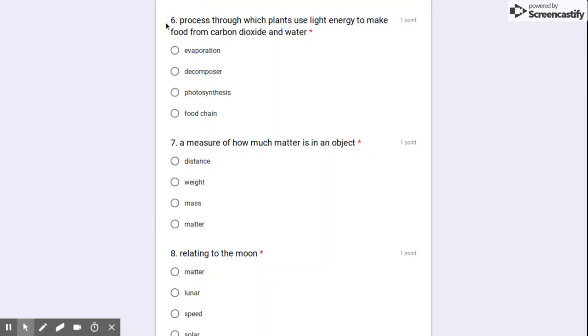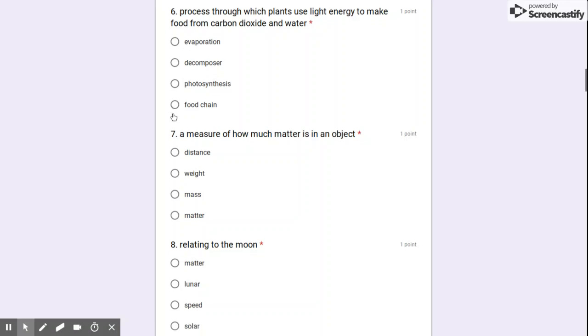Number 6. Process through which plants use light energy to make food from carbon dioxide and water. Evaporation, decomposer, photosynthesis, food chain.